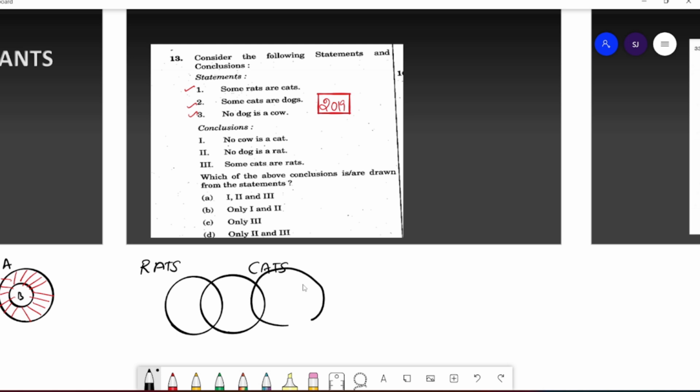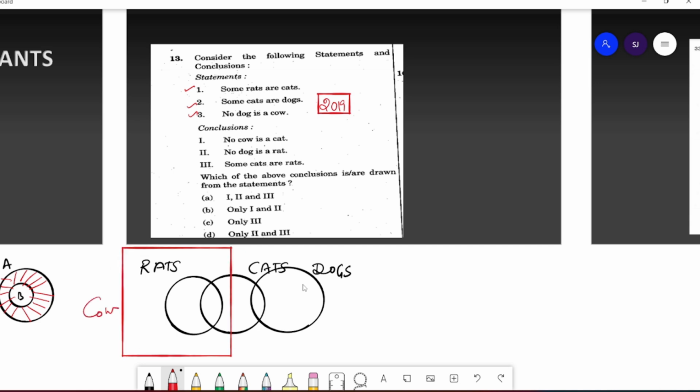You can represent it like this. So, some cats are dogs. Next, they have given the third statement: no dog is a cow. So for that, I can have a diagram like this. So this is cow. That is, no dog is a cow. I am representing it like this.